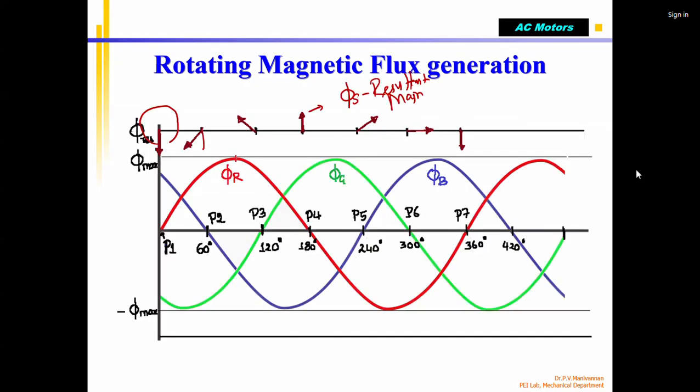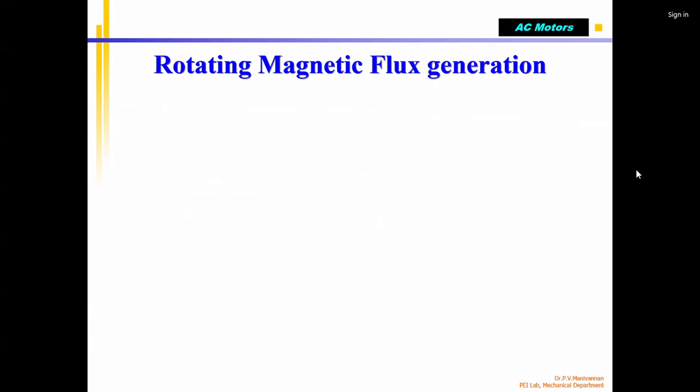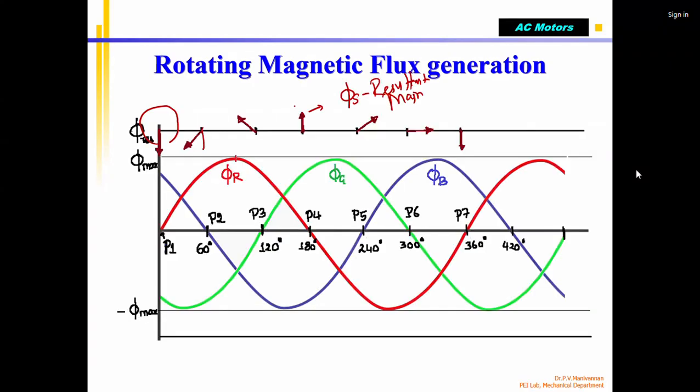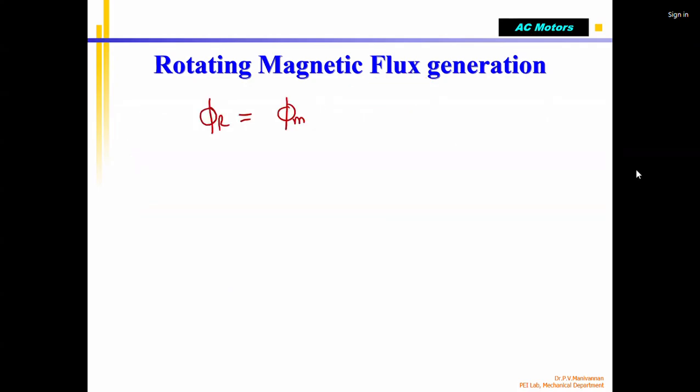So this is the rotating magnetic flux we understood, and now phi R, the red phase. We say that phi max is the maximum value it can reach. The maximum value any phase can reach is phi max. It can be in the positive direction or negative direction, only this much value. This is the maximum value it can reach, phi max. Okay. So phi max multiplied by sine omega t, because I'm taking the R phase as the reference phase.